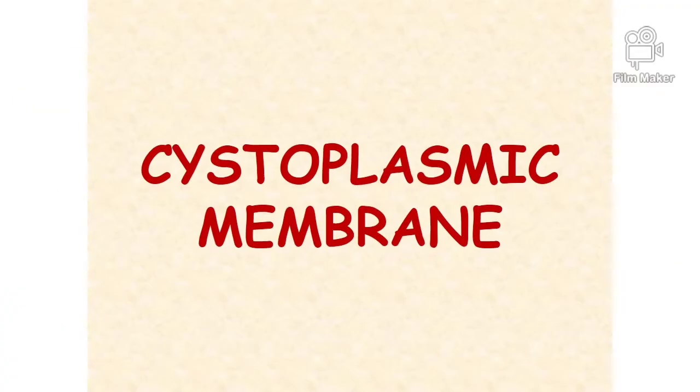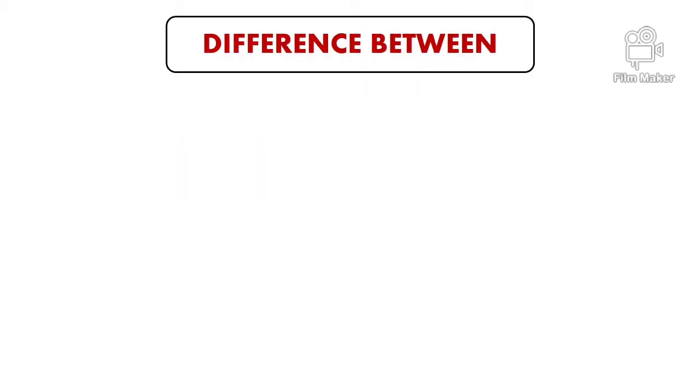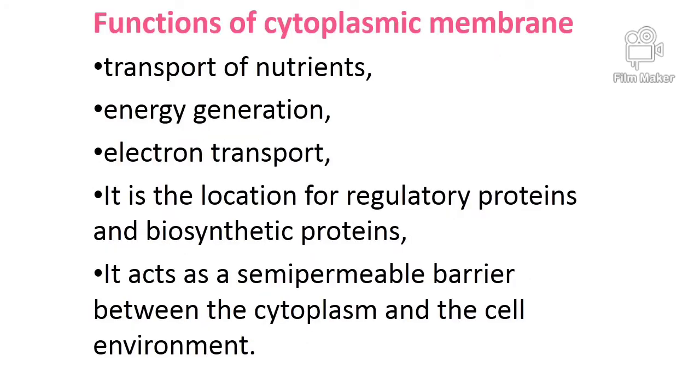Cytoplasmic membrane. The cytoplasmic membrane is a phospholipid bilayer, with proteins distributed randomly throughout. A major difference in chemical composition between prokaryotic and eukaryotic cells is that eukaryotes have sterols in their membranes, for example cholesterol, whereas prokaryotes do not. Functions of the cytoplasmic membrane: transport of nutrients, energy generation, electron transport. It is the location for regulatory proteins and biosynthetic proteins. It acts as a semi-permeable barrier between the cytoplasm and the cell environment.